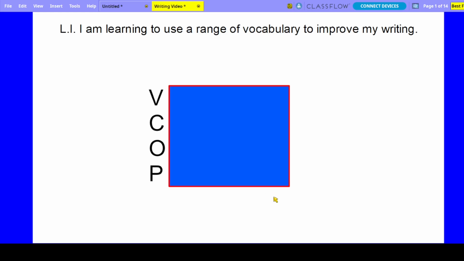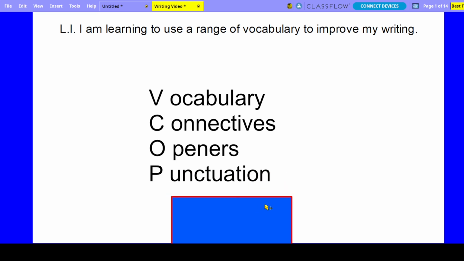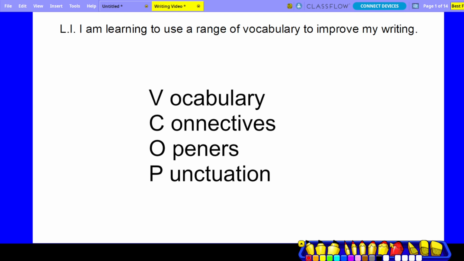Hi guys, in today's video we're going to be learning to use a range of vocabulary to improve our writing. Now to start off with, I'm going to talk a little bit about VCOP, very briefly. For anyone who doesn't know, VCOP stands for Vocabulary, Connectives, Openers and Punctuation. And this is something that is taught in many classrooms all over the country.